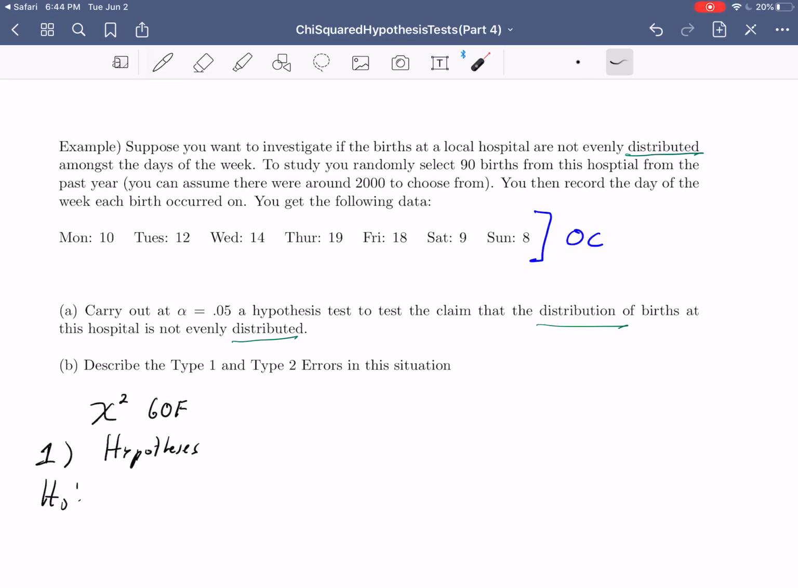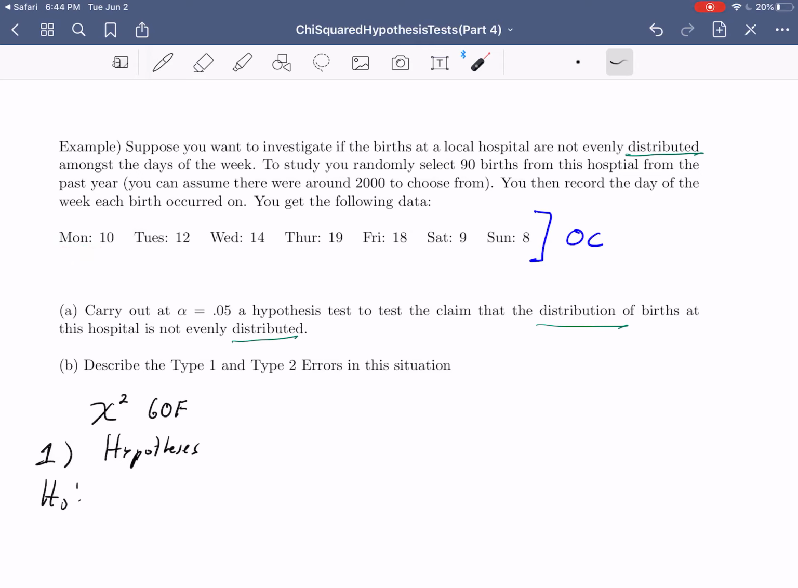Well, we've got to look at our claim. We're talking about it being not evenly distributed. So what's the baseline assumption, if we didn't have any information? Well, we'd probably think that it is evenly distributed. So what does that mean? What does it mean to be evenly distributed? Well, we'd be saying that there's an equal chance that your birth would occur on Monday, Tuesday, Wednesday, Thursday, Friday, Saturday, or Sunday.